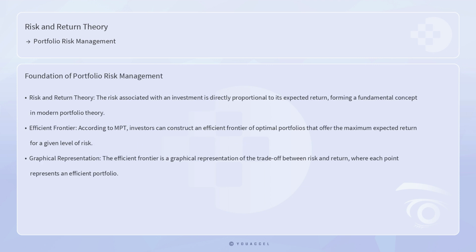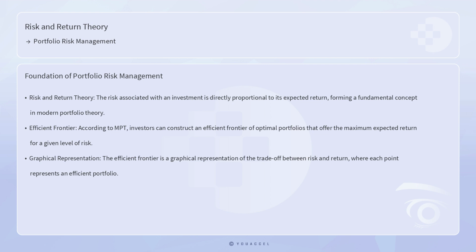The foundation of portfolio risk management lies in the risk and return theory, which posits that the risk associated with an investment is directly proportional to its expected return. This relationship is a fundamental concept in modern portfolio theory developed by Harry Markowitz in the 1950s.